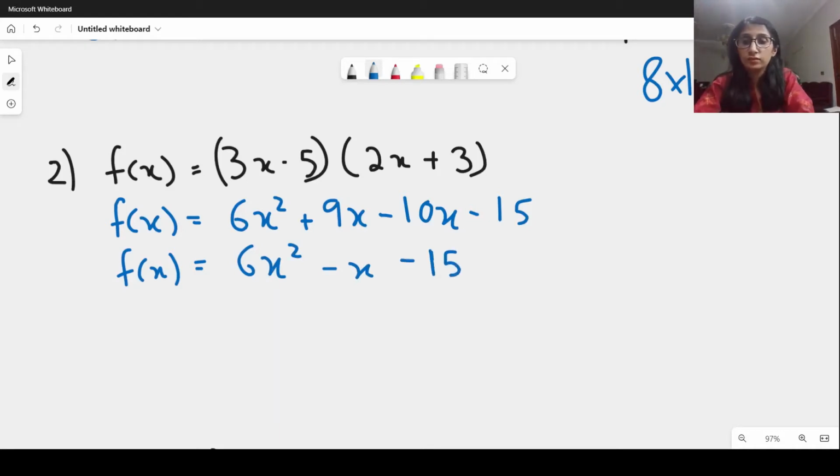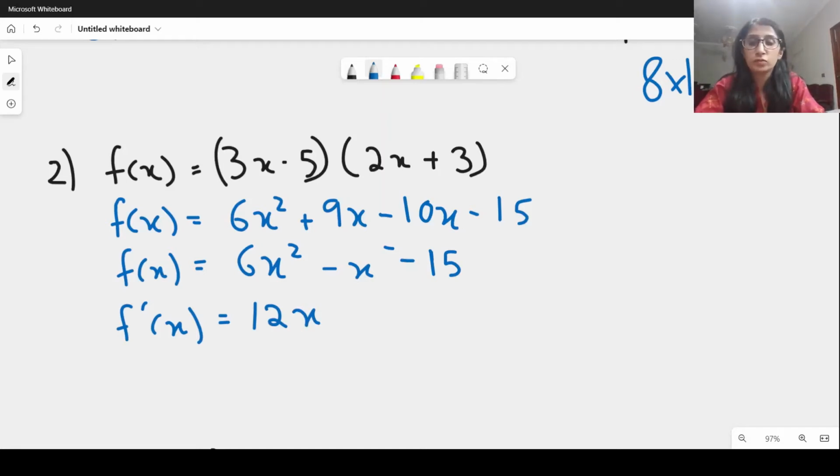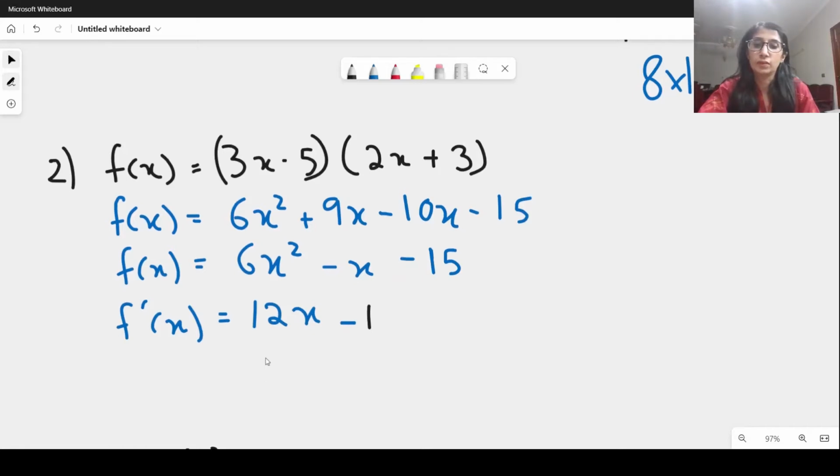Now let's derivate this. The symbol of derivation in this case is f prime x, and 6 times 2 is 12. X, the power 2 gets reduced by 1, so it's just 1, minus the derivative of x is just 1, like we discussed earlier. It's just the coefficient of x, which is minus 1, and the derivative of a constant value is simply 0. So you end your derivation here. The derivation is 12x minus 1. The derived function is 12x minus 1.